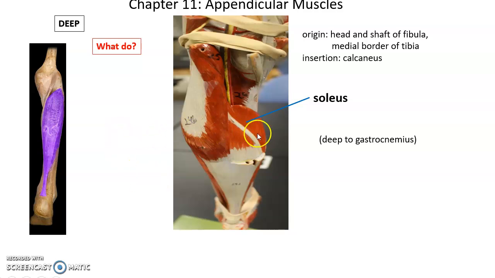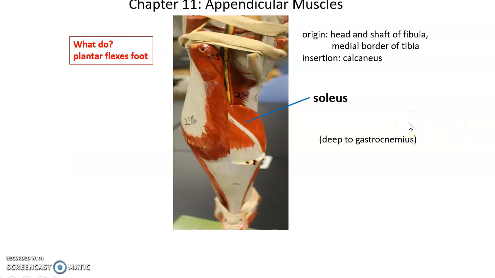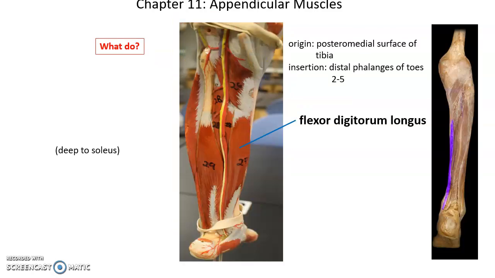Underneath gastrocnemius is another muscle, seen here, called soleus. So soleus, its origin is the head and shaft of the fibula, medial border of tibia. It inserts into the calcaneus. And what it does is helps to plantar flex the foot. So it helps to move the foot so the bottom of the foot is going down. An example of when we plantar flex the foot is when we stand on our tippy toes. All right, we remove soleus.